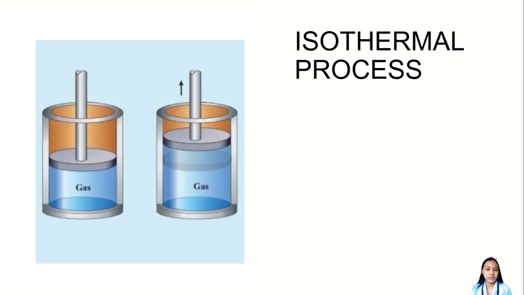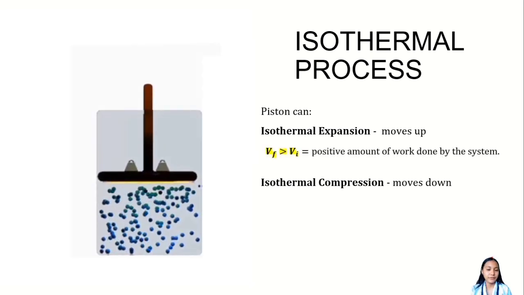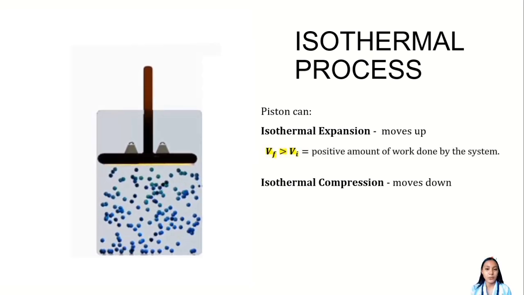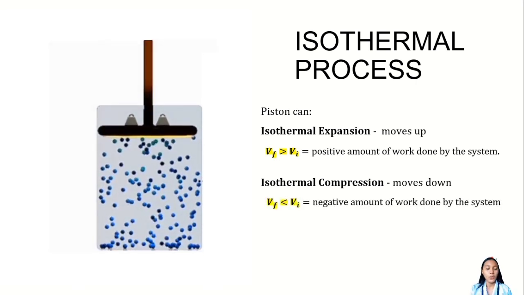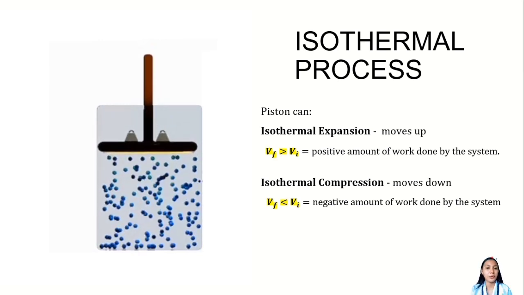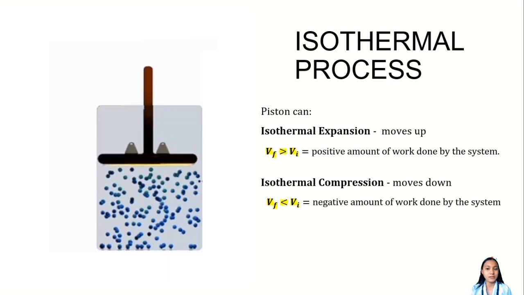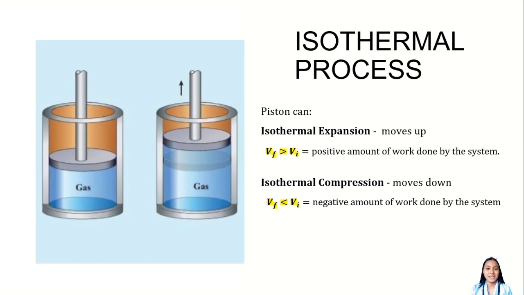Since P and V are free to change, work can occur. In this process, the piston can move up during isothermal expansion and down during isothermal compression. If the final volume is greater than the initial volume, meaning there is expansion, we get a positive amount of work done by the system. Contrarily, when the final volume is less than the initial volume, also known as isothermal compression, the amount of work done by the system is negative. Around the system, heat is applied or exists.